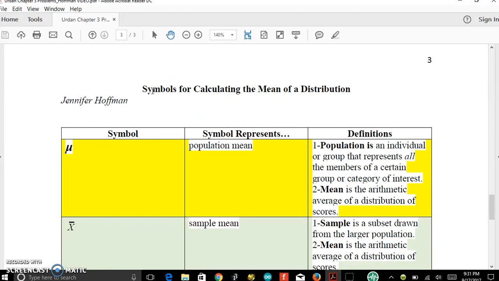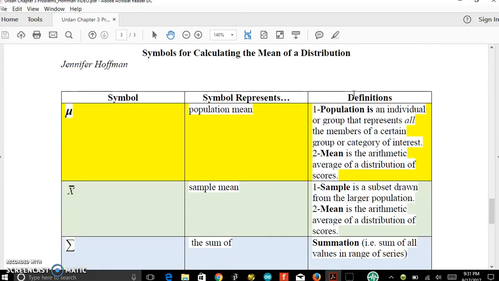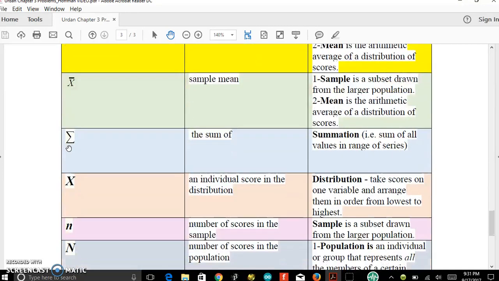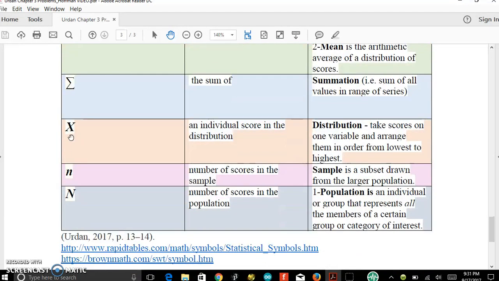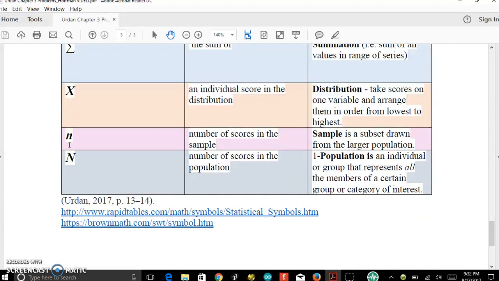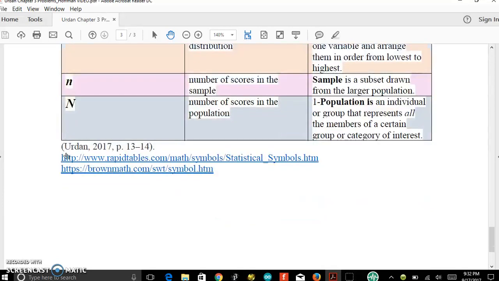And over here on page 3, I included symbols for calculating the mean of a distribution. So here we have the population mean. Here we have the sample mean, the symbol for sample mean. Here's the symbol for the sum of, or to sum. Here's the symbol of an individual score in the distribution. Here we have the number of scores in the sample, and here we have the number of scores in the population.